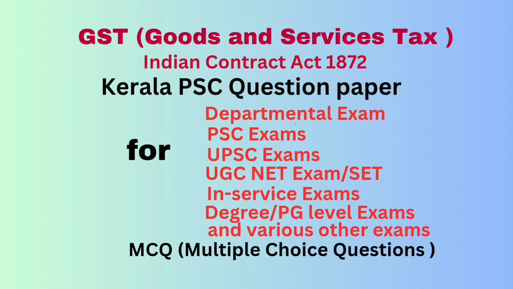Question number 44. Which is not an offence under the Central GST Act? Option A. Fraudulently obtains refund of tax. Option B. Issuing an incorrect or false invoice. Option C. Supply of invoice without supply of goods or service. Option D. Going to an appellate authority. Correct answer: going to an appellate authority.